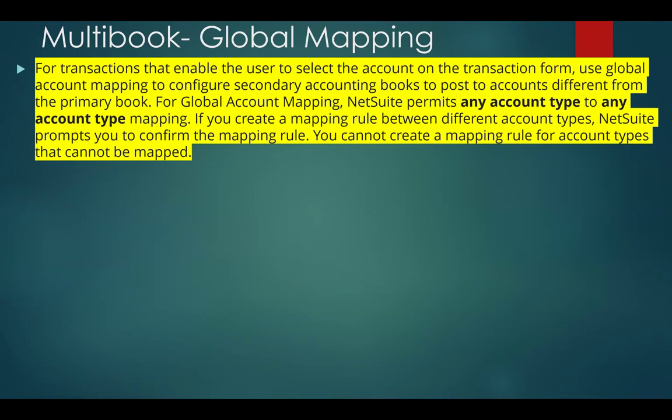Starting with the first feature, multi-book global mapping, it helps to use a different chart of accounts in the primary book and secondary book. If the business has a requirement for a different chart of accounts in the primary and secondary book, you can use this feature and do the configuration of the mapping group, and then the system automatically posts the transaction and financial impact in terms of their book-specific accounts.